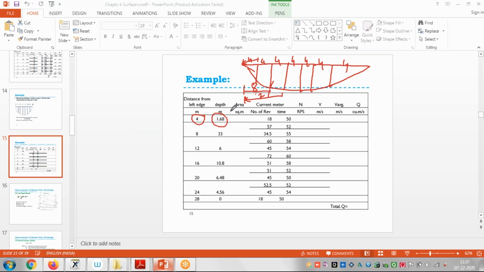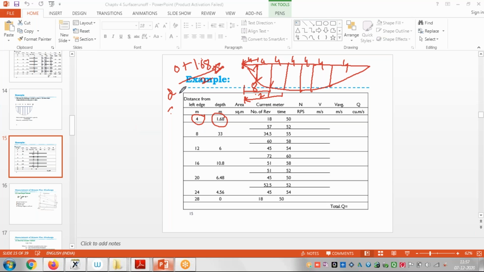Now what is the depth? Average depth is given. Suppose this is 0 and there is some depth. So 0 plus 1.68 divided by 2 multiplied by. So first of all we will divide it and we will get the depth. How much will we get for the depth? 0 plus 1.68 divided by 2.